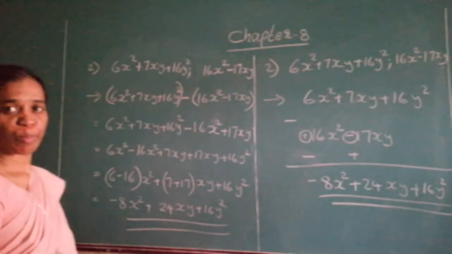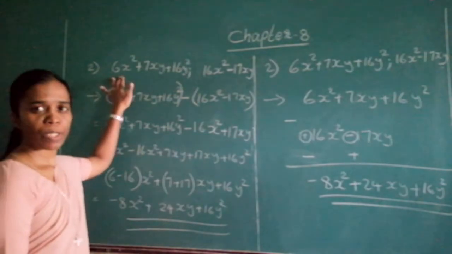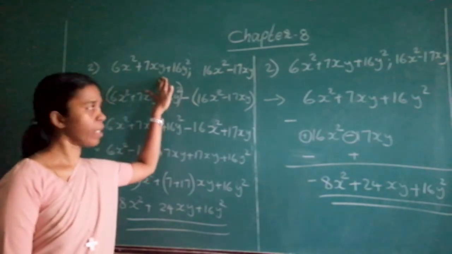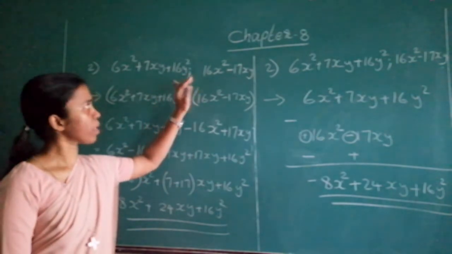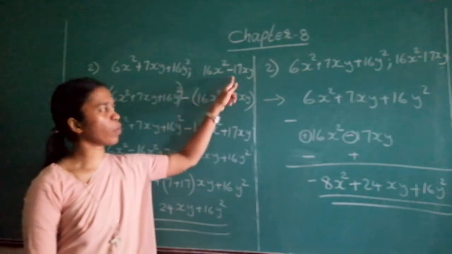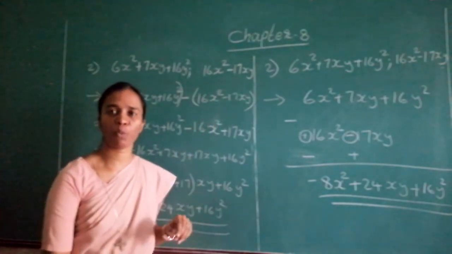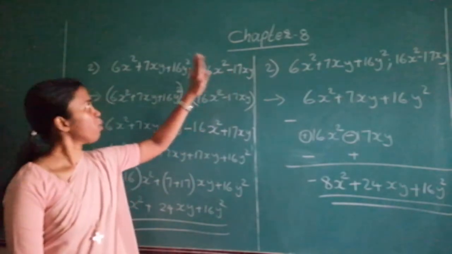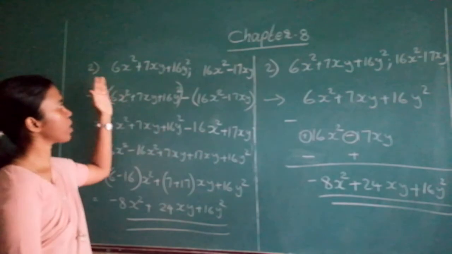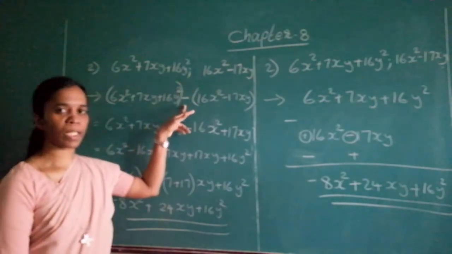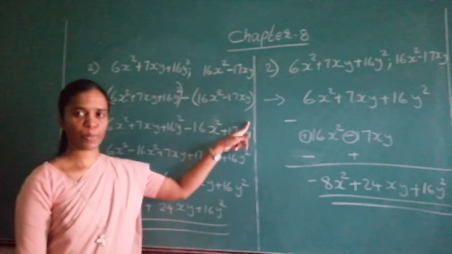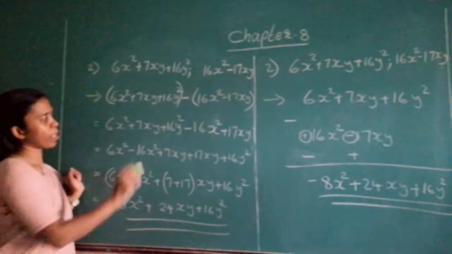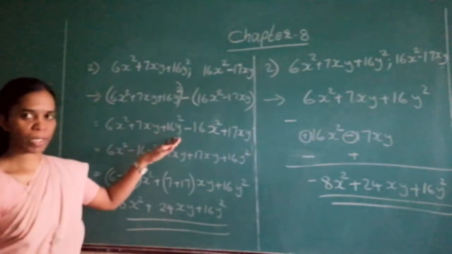Let us look at the next example. I have a trinomial over here, that is 6x square plus 7xy plus 16y square. The second expression is 16x square minus 17xy. Okay. We have to subtract the second expression from the first. So I put the first expression in a bracket, since you have to subtract, minus the second expression.